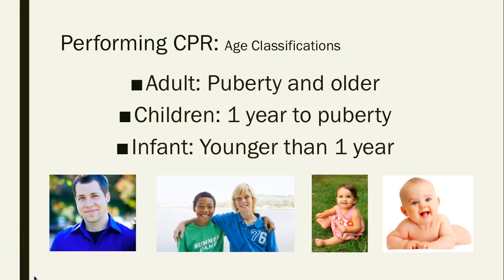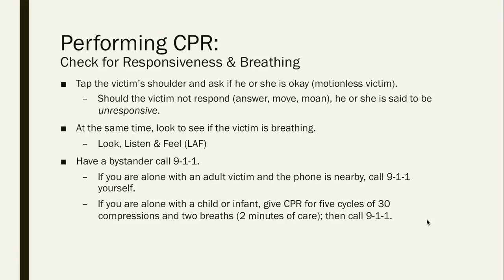There are age classifications for performing CPR. An adult is considered anyone who is puberty or older, like this guy right here. Okay, and these guys right here. Those are considered adults. Okay, children is going to be anything from 1 year to puberty. So that's going to be your infant, your toddler basically, and up to school-age children. Okay, and then infant is going to be anything younger than a year. So here's an infant. Okay. Those are your age categories.